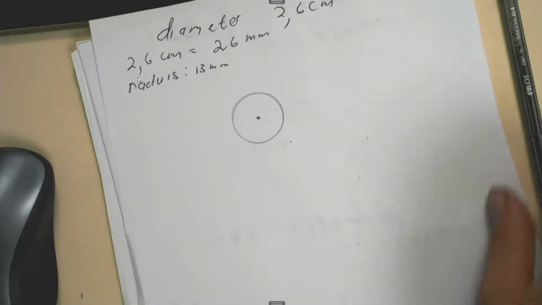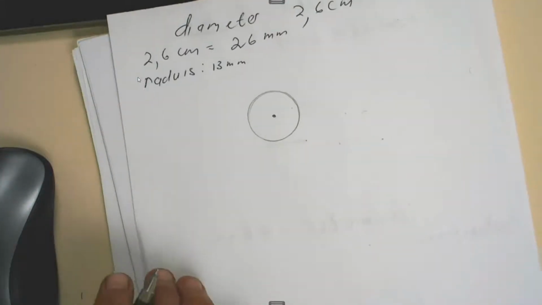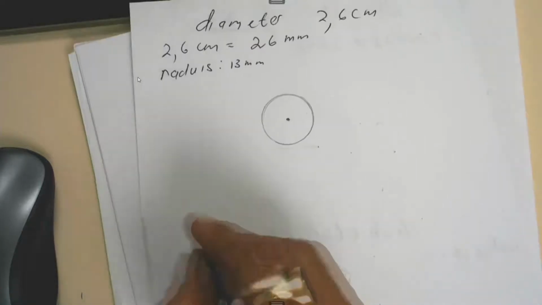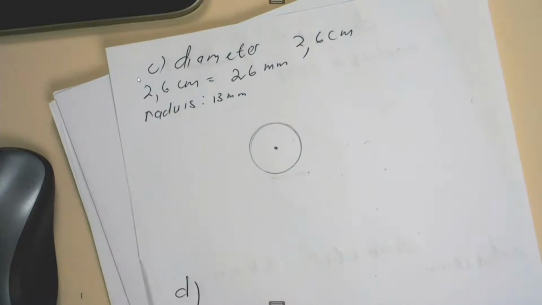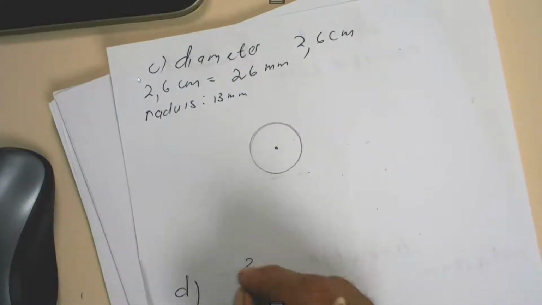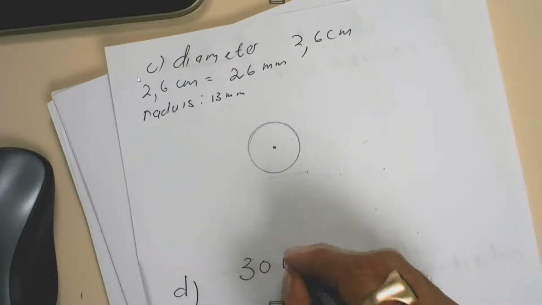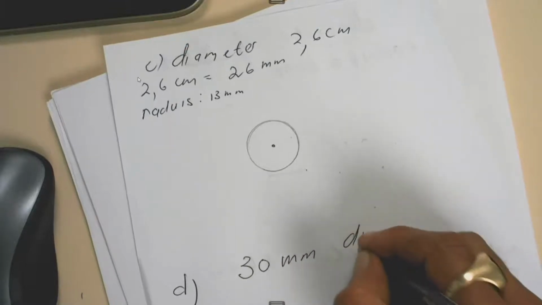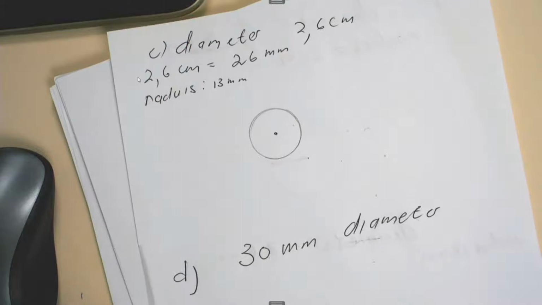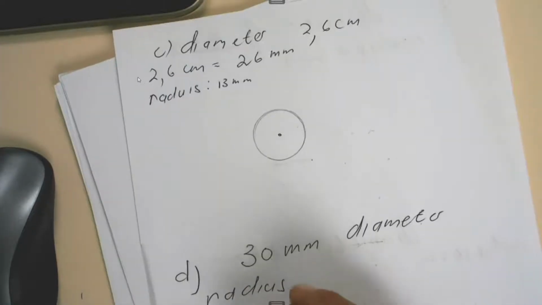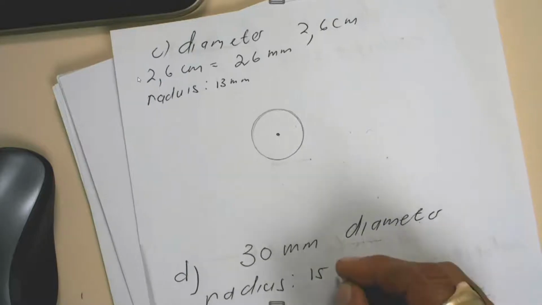Let's now continue to the last one, the D. It says, now this was C, this was D. D said the diameter is 30 millimeters. This is the diameter. If the diameter is 30 millimeters, then it means my radius is half of that, which is 15 millimeters.